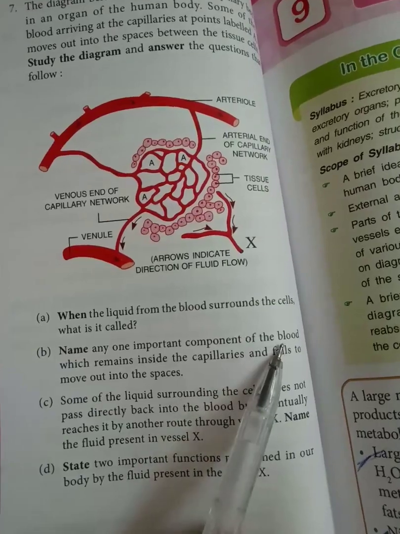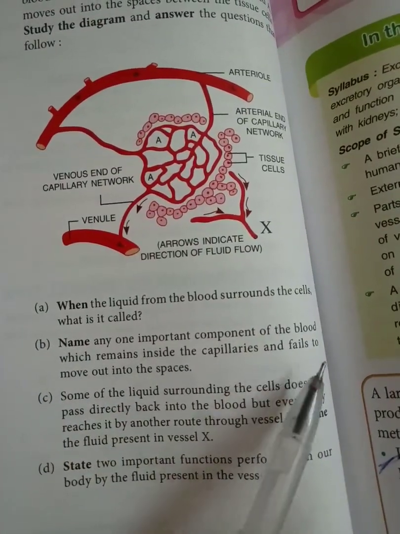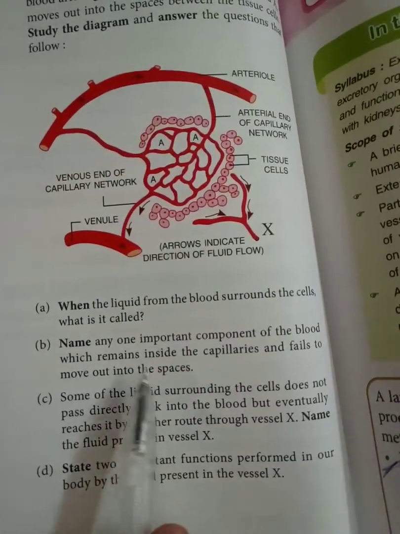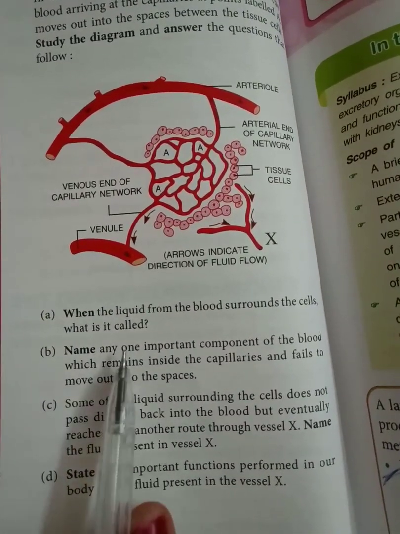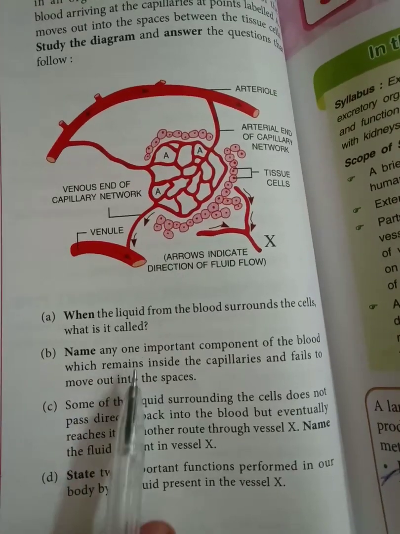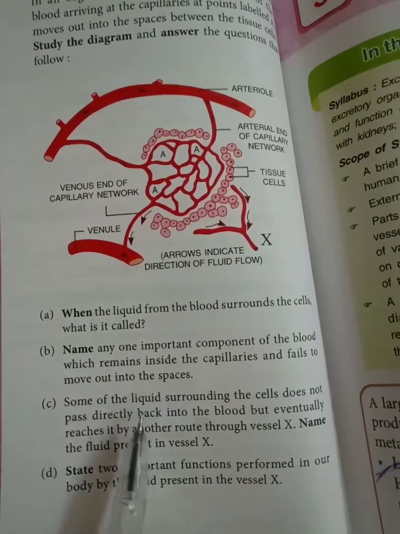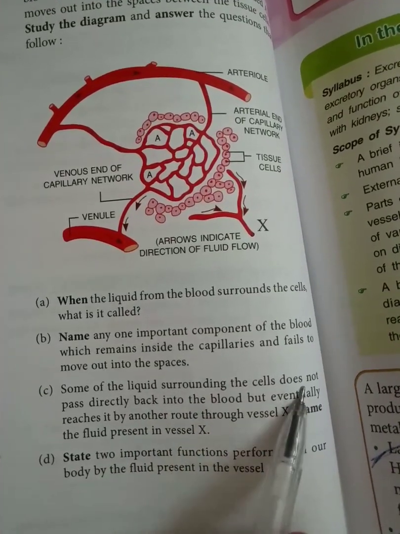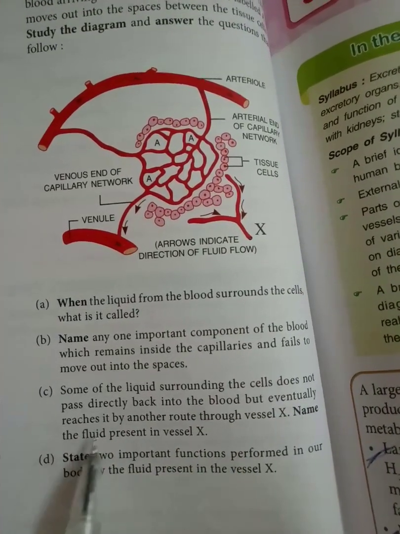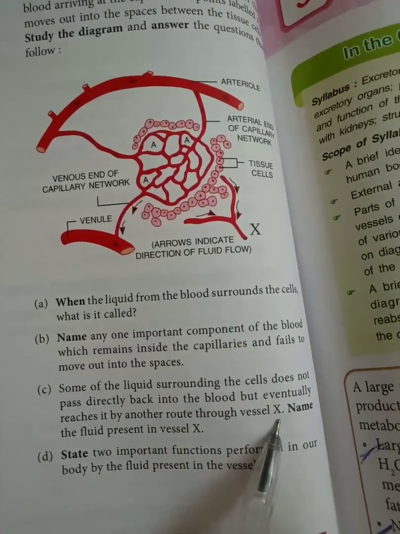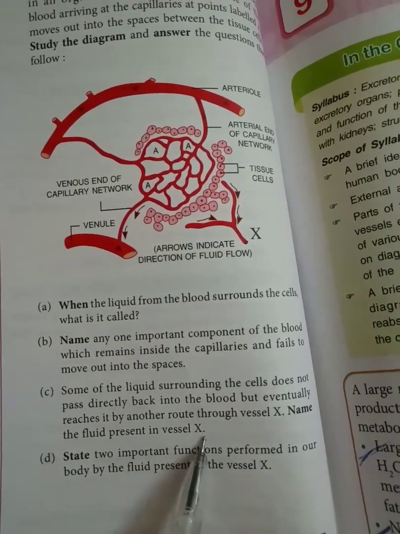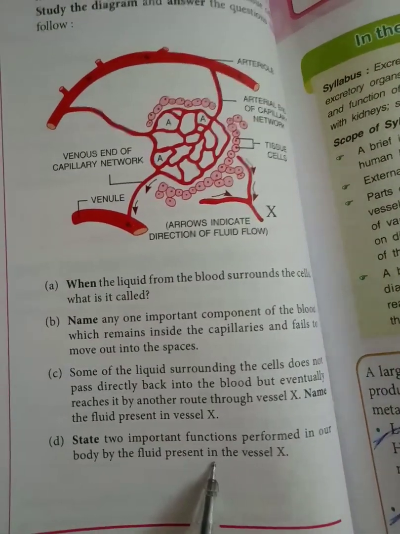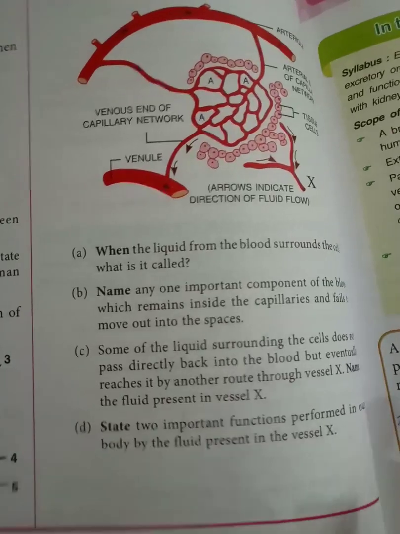Name any one important component of blood which remains inside the capillaries and fails to move out into the spaces. RBCs, they do not move out. Some of the liquid surrounding the cells does not pass directly back into blood but eventually reaches it by another route through vessel X. Name the fluid present in vessel X. That will be lymph. Say 2 important functions performed in our body by the fluid present in vessel X. That will be the functions of lymph you may mention.